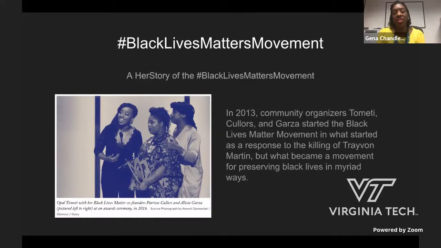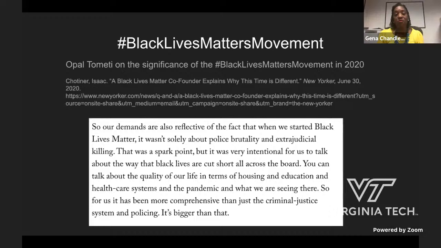I think it's interesting to look at one of the founders of the Black Lives Matter movement, Opal Tometi, and what she has to say here from an interview in The New Yorker about the Black Lives movement. That again gets us to think about the importance of story and what Dr. Giovanni says, the importance of our ability to tell our own story. So our demands, she notes, are also reflective of the fact that when we started Black Lives Matter, it wasn't solely about police brutality and extrajudicial killing. That was the spark point. But it was very emotional for us to talk about the way that Black lives are cut short all across the board.